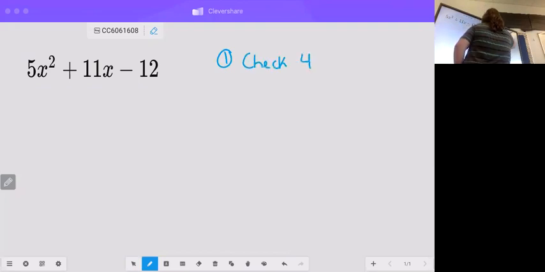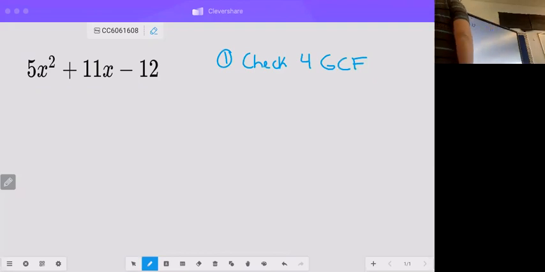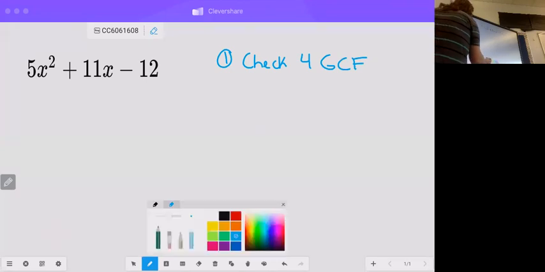If you need to write out the steps while you're factoring, that is totally fine. You always want to check for a GCF first. If we look right here, not all three terms have an X, so we can't factor out an X. And if we look at the numbers, 5, 11, and 12, the biggest number we can pull out of there is 1. So we don't have a GCF, don't have to worry about that.